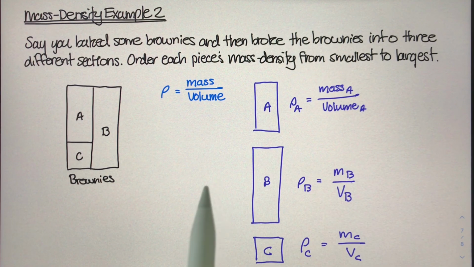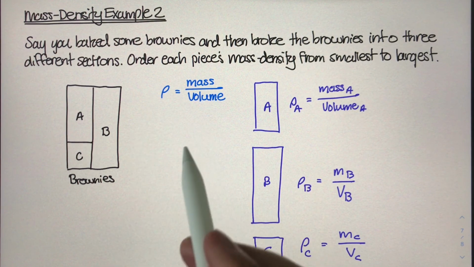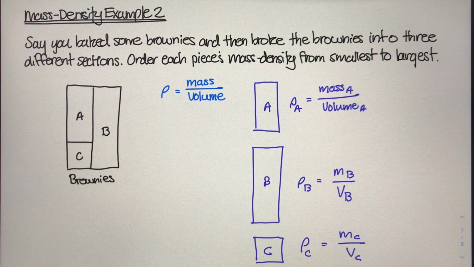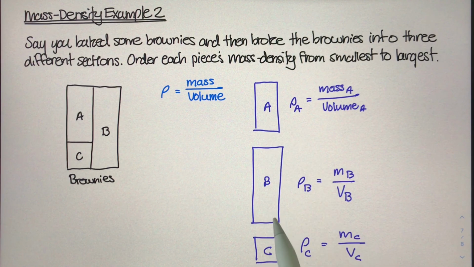And remember, the mass density is what we use to differentiate different substances. Not necessarily these 3 pieces, but what these 3 pieces are made out of, right? Each of these 3 pieces are from the same tray of brownies, so we can safely assume that A is brownies, B is brownies, and C is brownies.